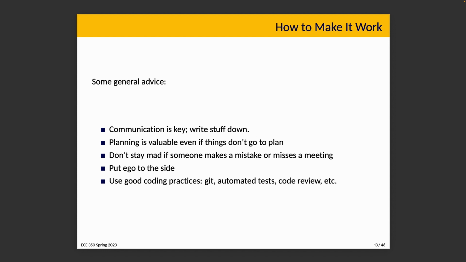So some general advice that I have is, number 1, communication is key. I already told you to write things down 2 times, and now I'm going to tell you to do it a 3rd time. So make sure that you are communicating, because working in a group like this is hard. Number 2, planning is valuable even if things don't go to plan. It's tempting to just open the code editor and say, you know what, I'm just going to jump right in, and I'm going to start writing code, and by the end of this, all will be said and done. Probably not, but planning is valuable.